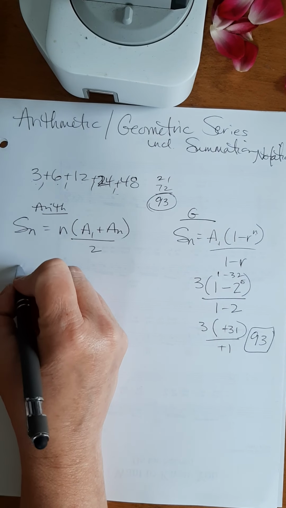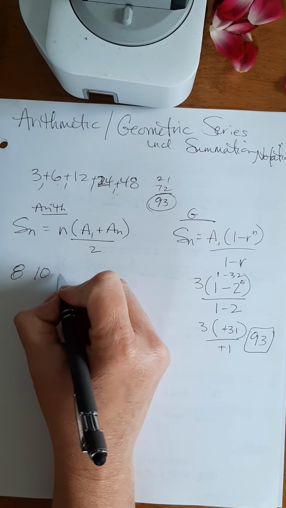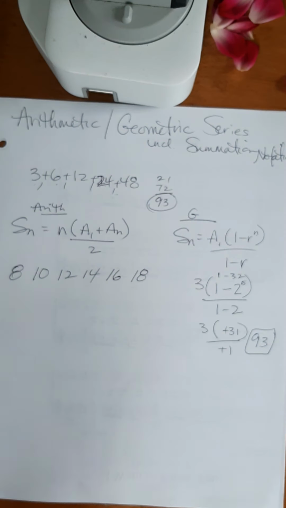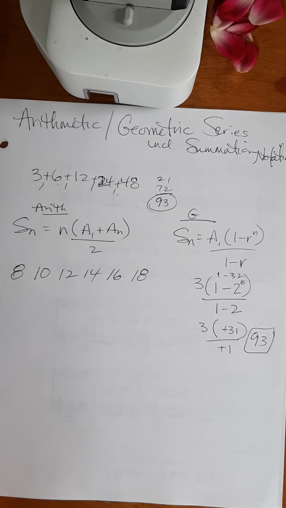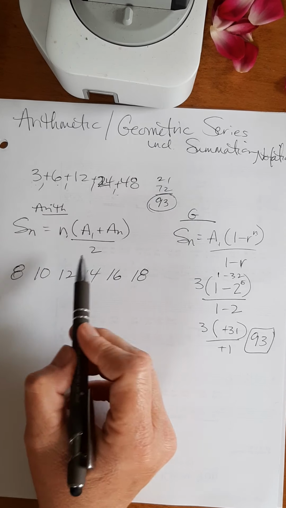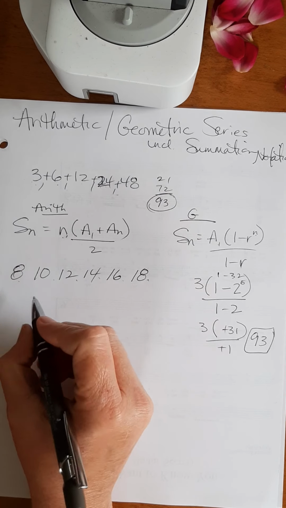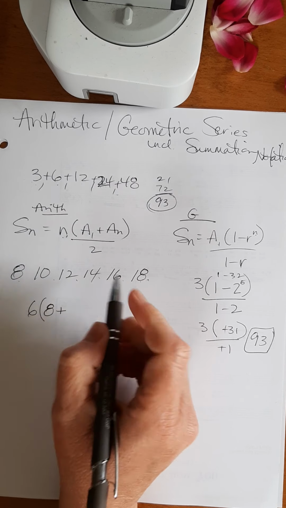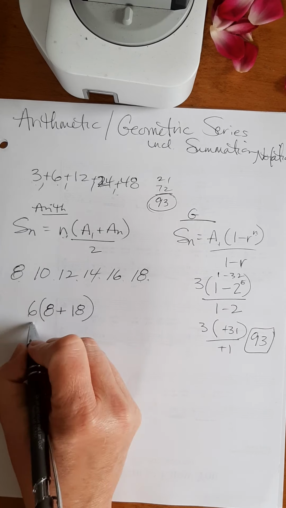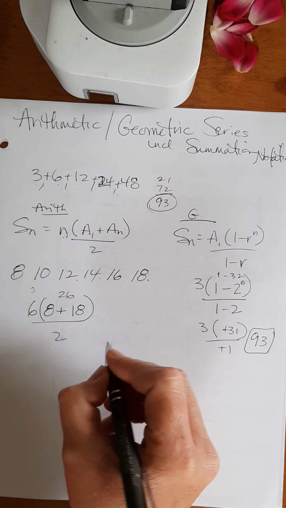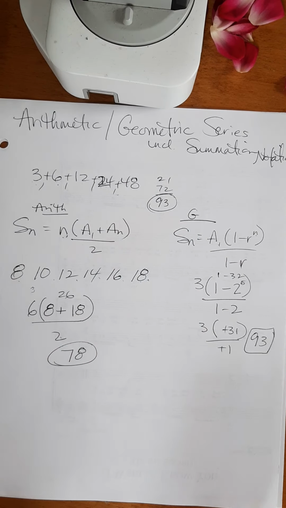Now let's take an arithmetic sequence. Let's say 8, 10, 12, 14, 16, 18. We want the sum of the first 6 terms. I'm going to show you something interesting in just a minute, kind of where it comes from. Number of terms, 6. First term, 8. Last term, 18. Divide by 2. So 26, 2 goes into 6 3 times, 78. And sure enough, if you were to add them all up, it would be the same.